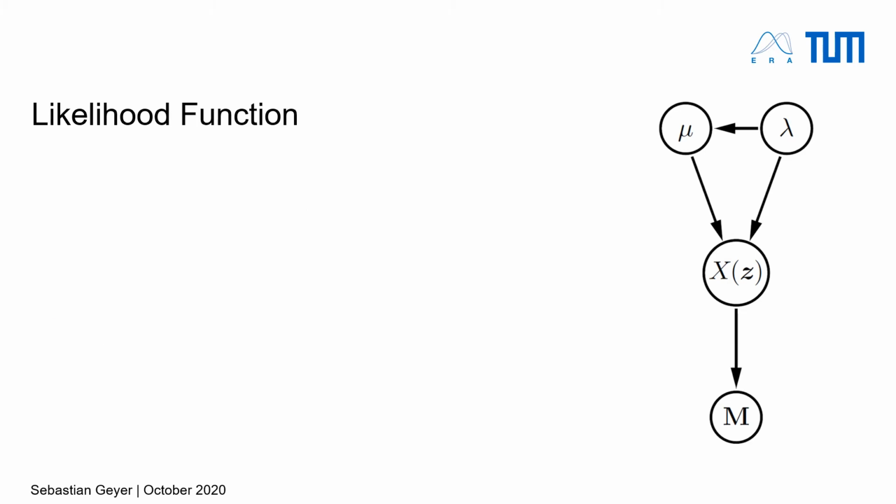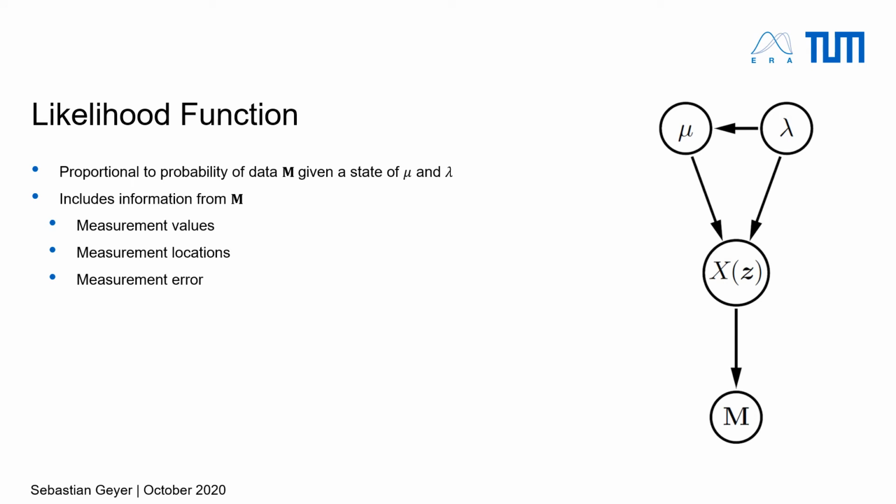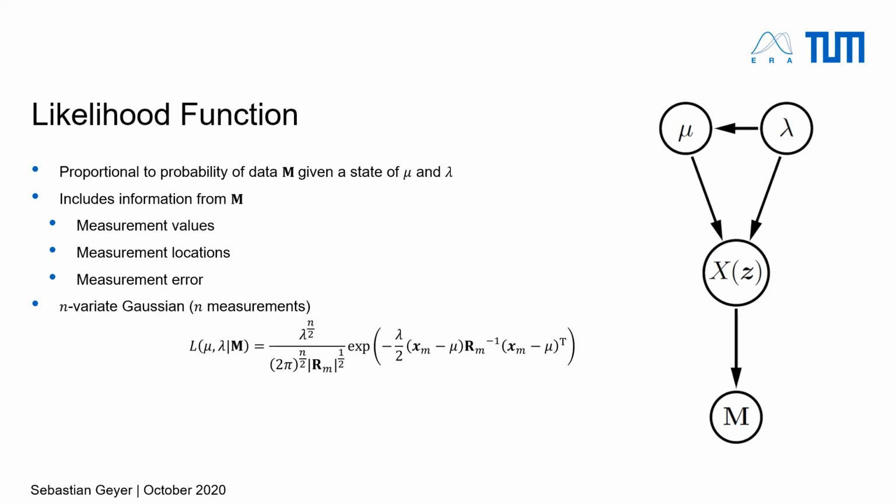Now to the likelihood function. The likelihood is proportional to the probability of the data m given a state of the parameters mu and lambda. It includes information from m, so the measurement values, the measurement locations, and a potential measurement error. In our case, it's an n-variate Gaussian, where n is the number of the measurement points. The spatial correlation of the measurement locations only enters the correlation matrix Rm.